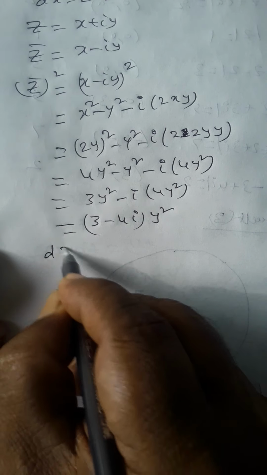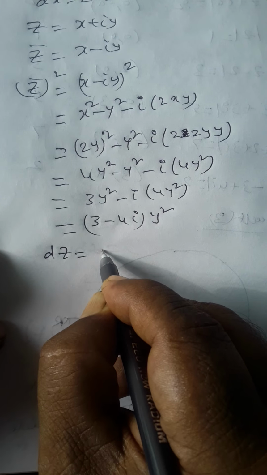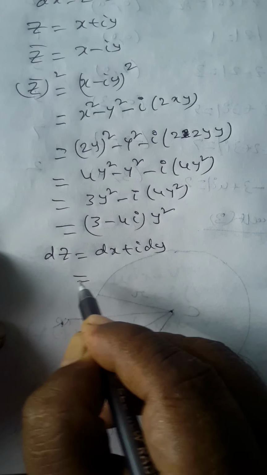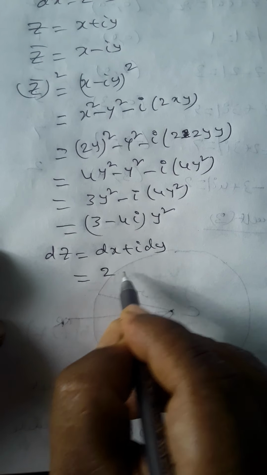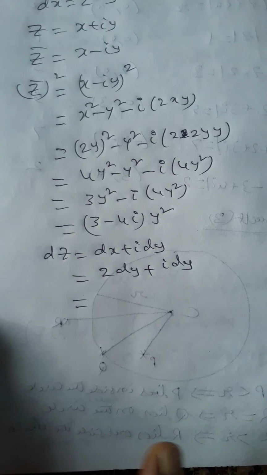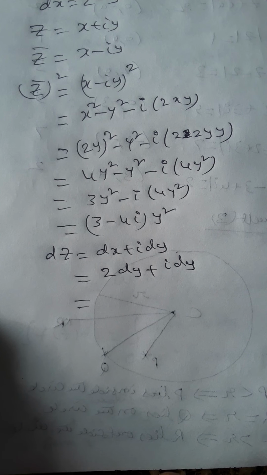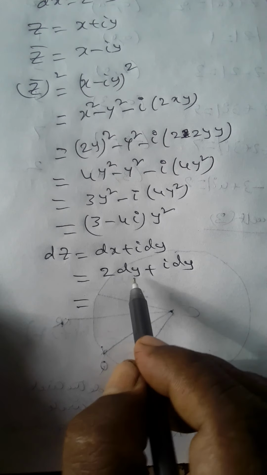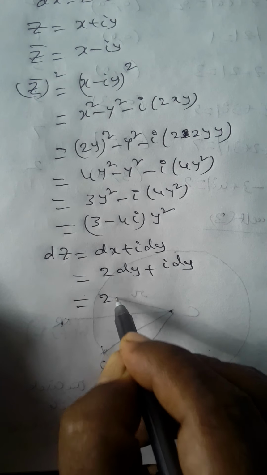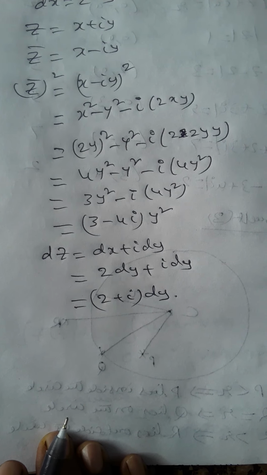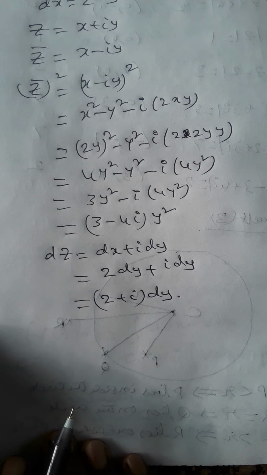dz is dx plus i dy, so dx is 2 dy plus i dy. Since this is a single integral with two variables x and y, you write y in terms of x or x in terms of y. So dz is 2 plus i into dy.